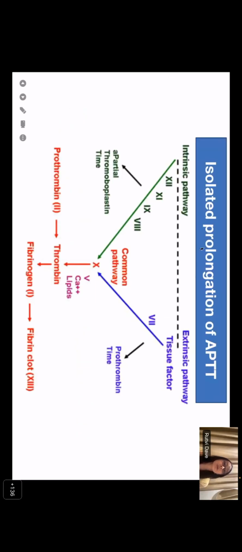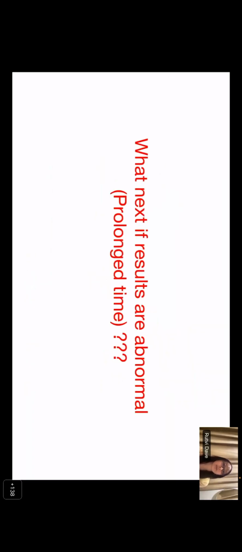Yes. So if you look at the pathway here, you can see that it is either 8, 9, 11 or 12, which could have caused isolated prolongation of APTT. But we know that a patient with factor 12 deficiency will never bleed. A patient with factor 11 deficiency will have a variable bleeding symptom, wherein the patient will bleed only upon provocation like surgery or trauma. And so here we know that we are either dealing with 8 deficiency or 9 deficiency. Very good.